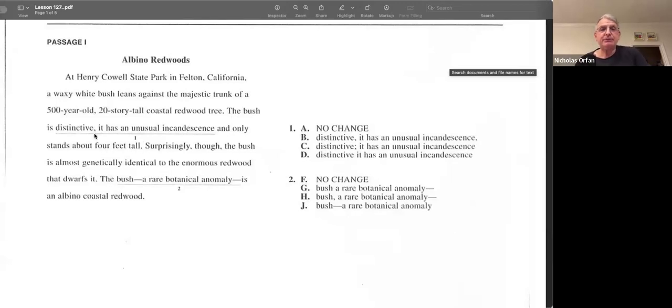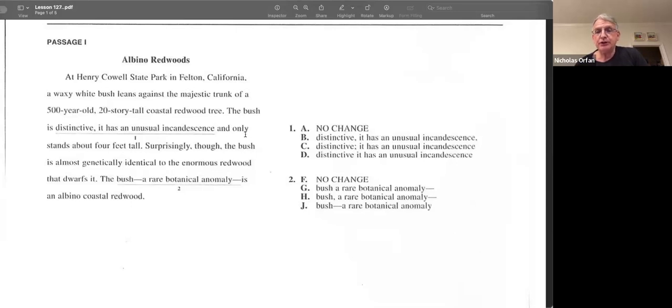Now, you can have a semicolon here. A semicolon connects two complete sentences that are closely related. So these two sentences are closely related because they both refer to the appearance. So a semicolon here would be fine. You also could put a period and a capital I and make them two separate sentences.